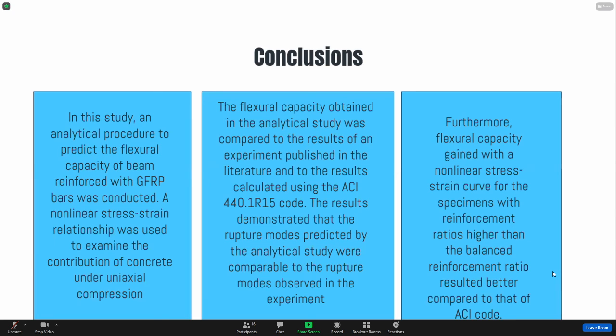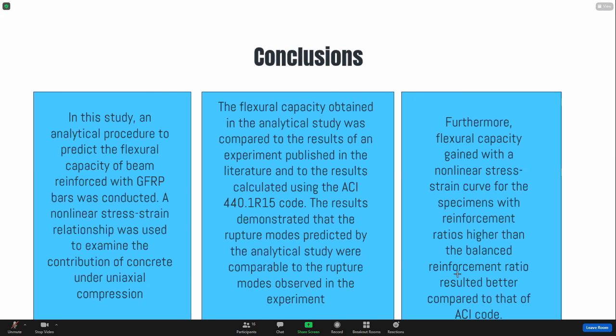Next, the conclusion. In this study, an analytical procedure to predict the flexural capacity of beams reinforced with GFRP bars was conducted. A nonlinear stress-strain relationship was used to examine the contribution of concrete under axial compression. The flexural capacity obtained in the analytical study was compared to the results of an experiment published in the literature and to the results calculated using the ACI 440.1R-15 code.